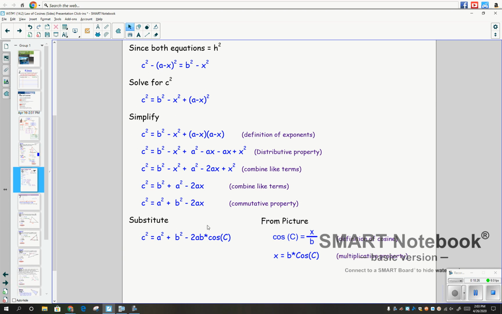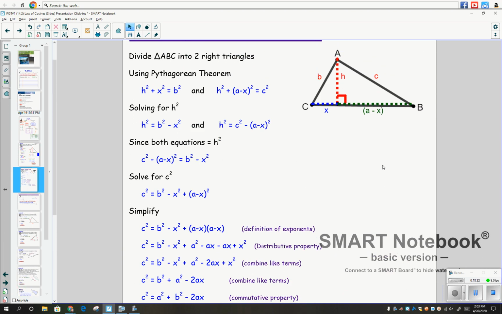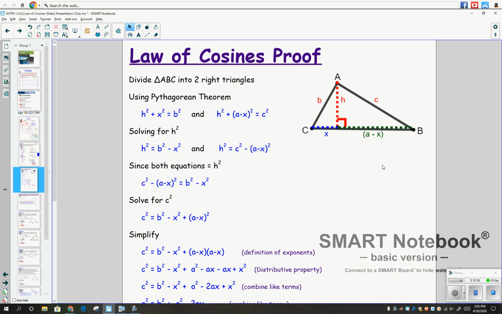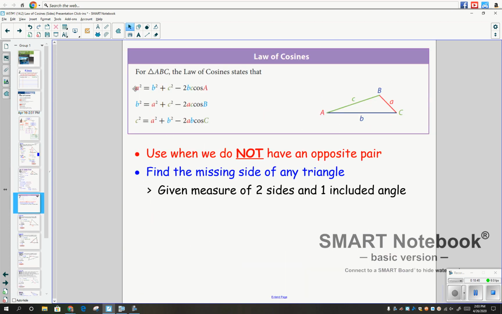Notice I have a formula here that only involves sides a, b, c, which are the three sides of the triangle, and one angle, in this case, angle C. That's the law of cosines. Here are our formulas for it. Now, there are three different formulas depending on which angle you know, or which side you want to find.